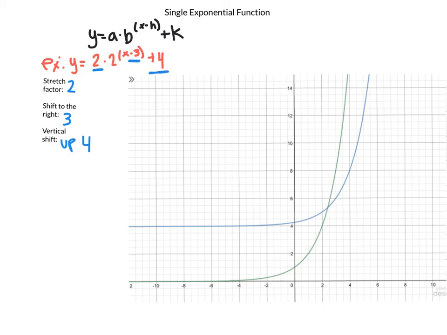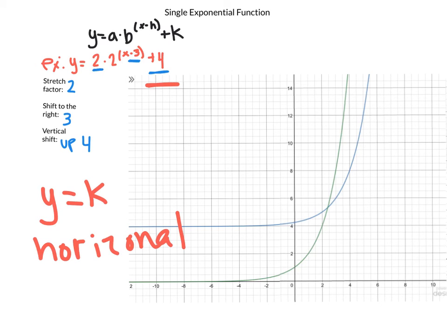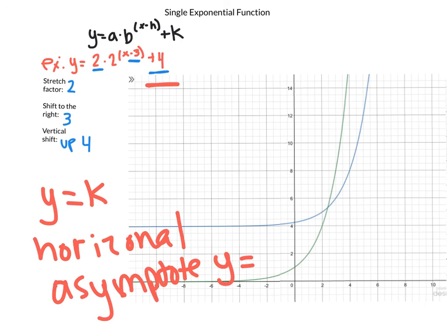In this graph, the horizontal asymptote is always k because y equals k. So since k is 4, that means that the horizontal asymptote is y equals 4.